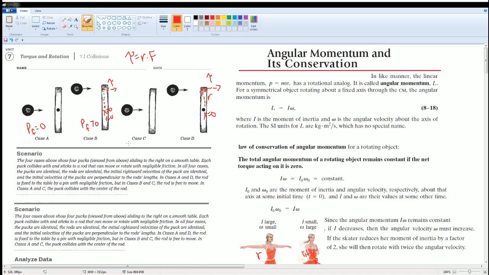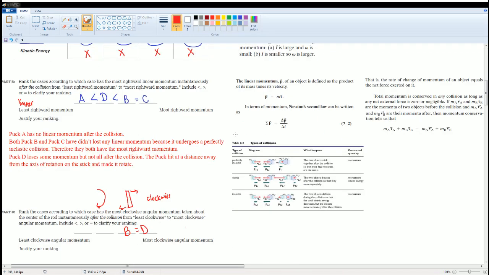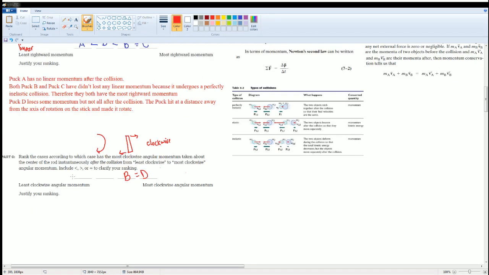A and C, they both hit it at the center where x is equal to 0 and r equals 0. They don't have to hit it dead in the center, but we know that they're at the same spot. So we're going to rank their angular momentum as the same, and we know it's going to be less than B and D. All right, so pause the video and I'm going to give you the explanation. Try it first.